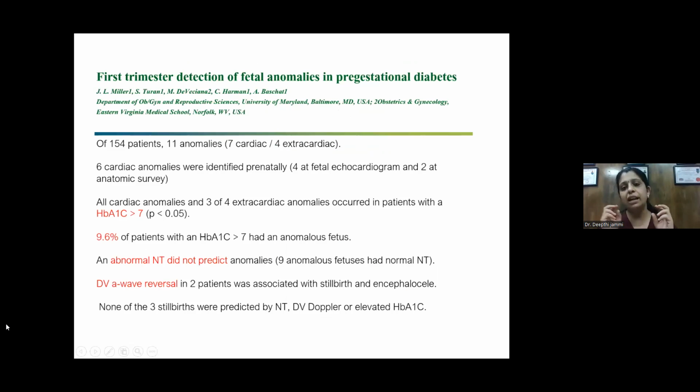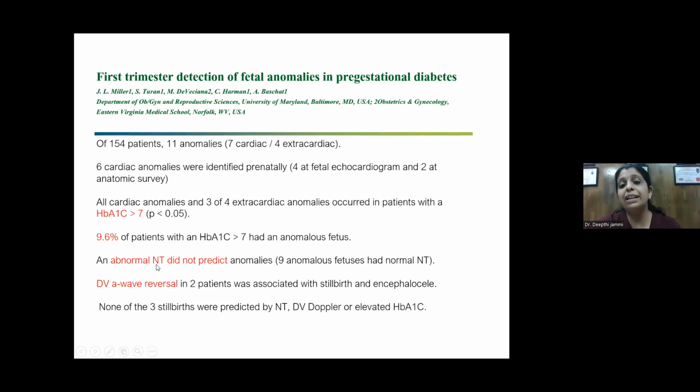This one study, they have actually looked at pre-gestational diabetics. Out of these 154 patients, 11 of them had anomalies, 7 were cardiac and 4 were extracardiac. And out of those, 6 were identified prenatally. And when the HbA1c is above 7 or 8 itself, definitely you have to be on the lookout for abnormalities.